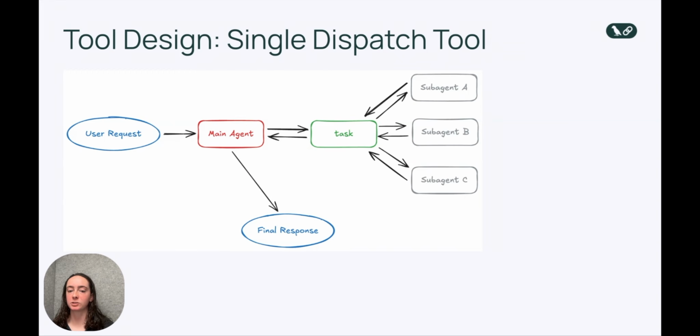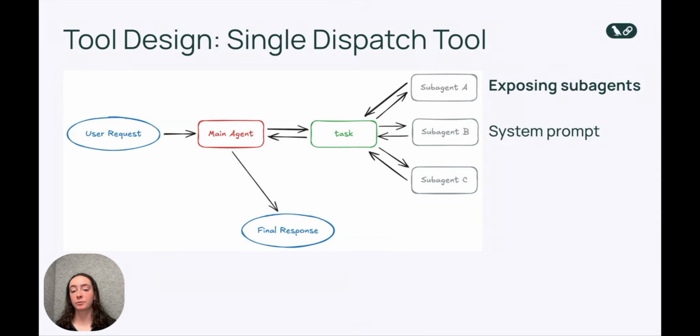One thing that you want to make sure to do if you're using this single dispatch tool pattern is exposing all of the available agents to your main agent. So in the case of the tool per agent, your main agent knows about each of the available subagents because it has the list of available tools. But in this case, there's a couple of different ways that you can provide that subagent information. So the first approach is just to list all of the available subagents in the system prompt of the main agent. This works great if you don't have too many subagents available.